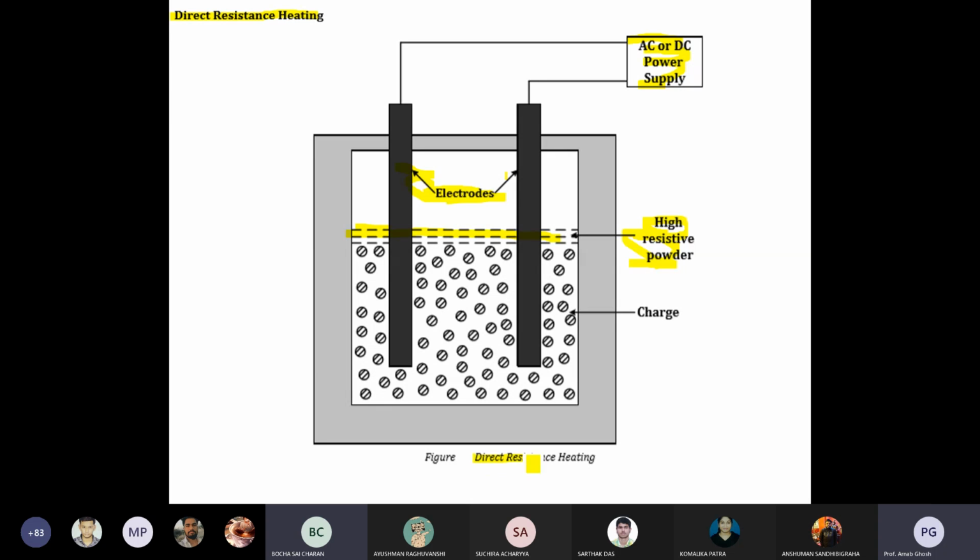This is direct resistance heating. If there is a potential difference, then automatically, with a variable power supply, the charge material gradually heats up as the power is increased. After a certain time the charge material will be totally melted down.